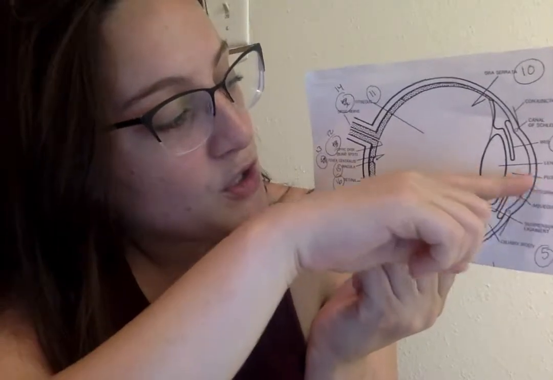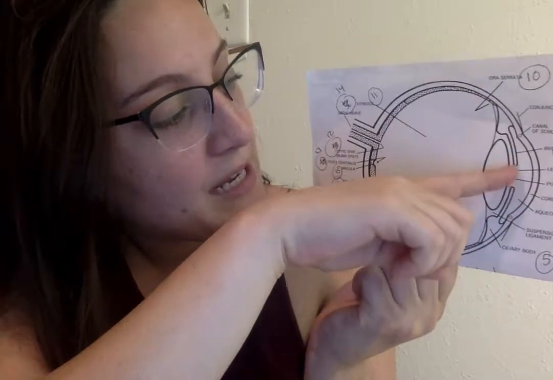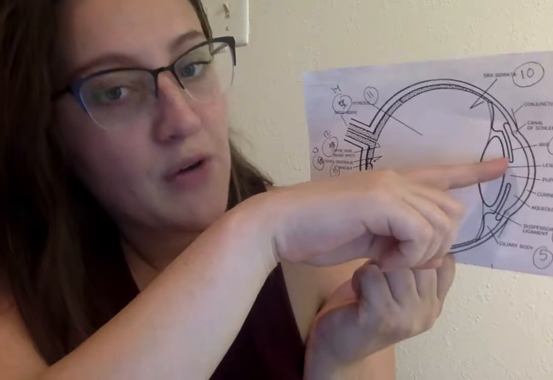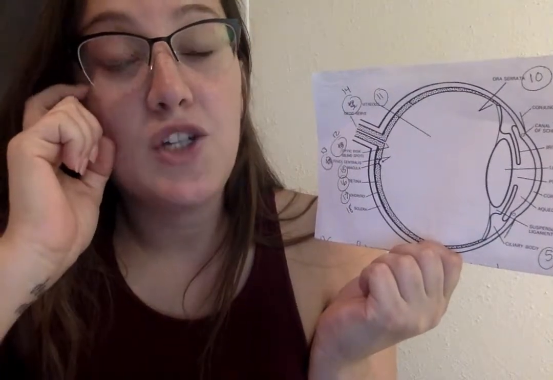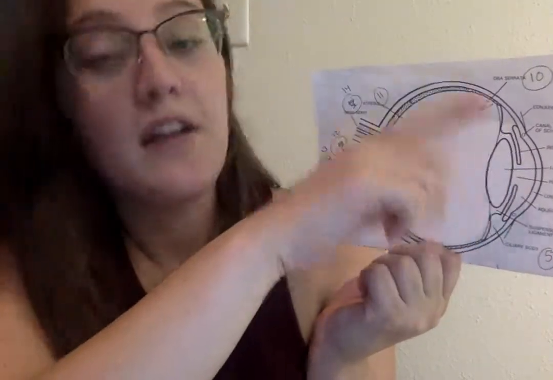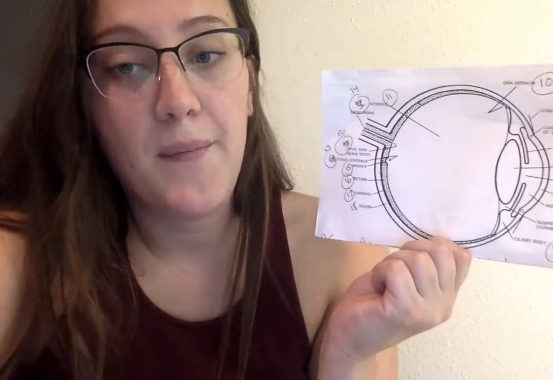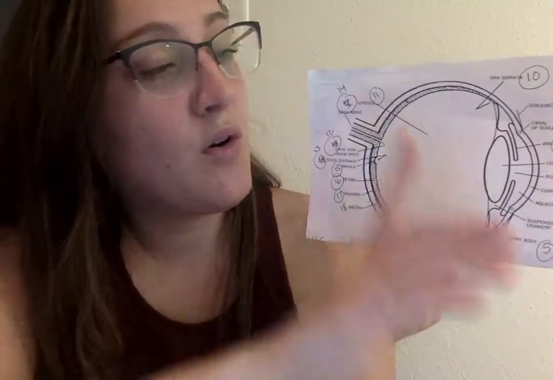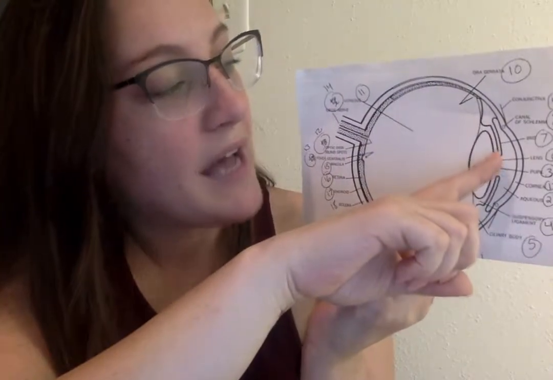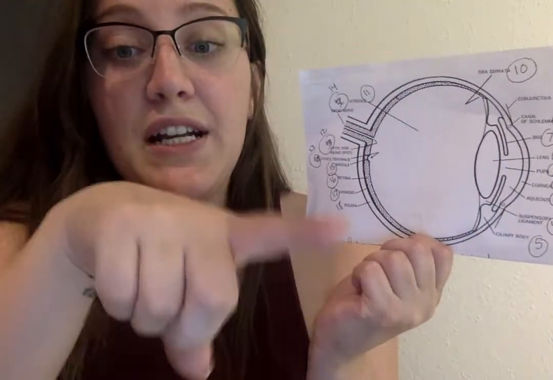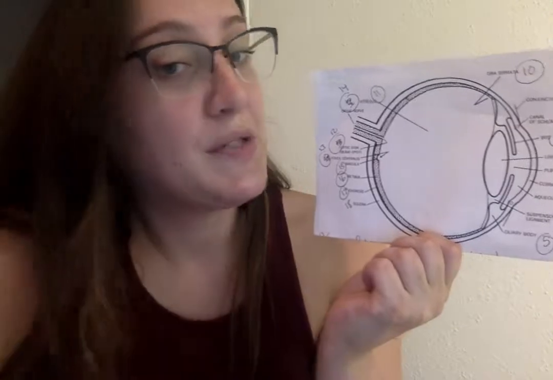Next, we're going to go to the pupil. The pupil is a black hole that's centrally located. It allows light to strike the retina. And cool fact, it appears black because when the light rays enter it, they are completely absorbed by the tissues.